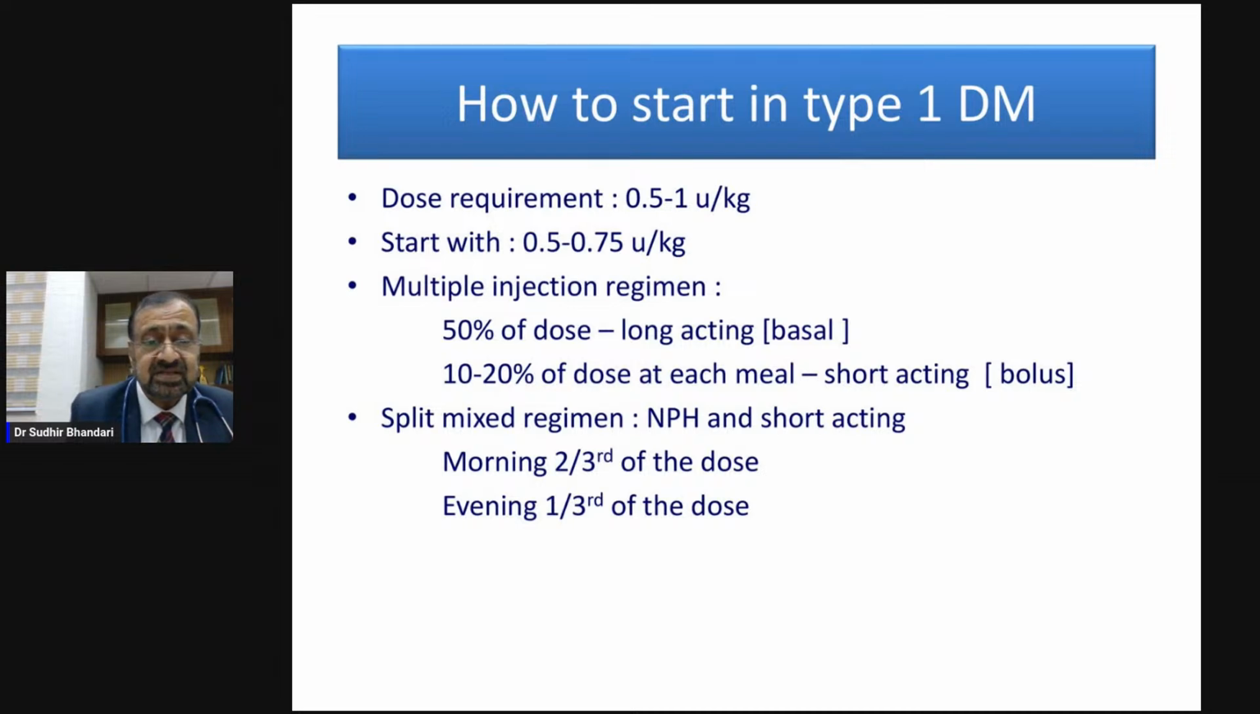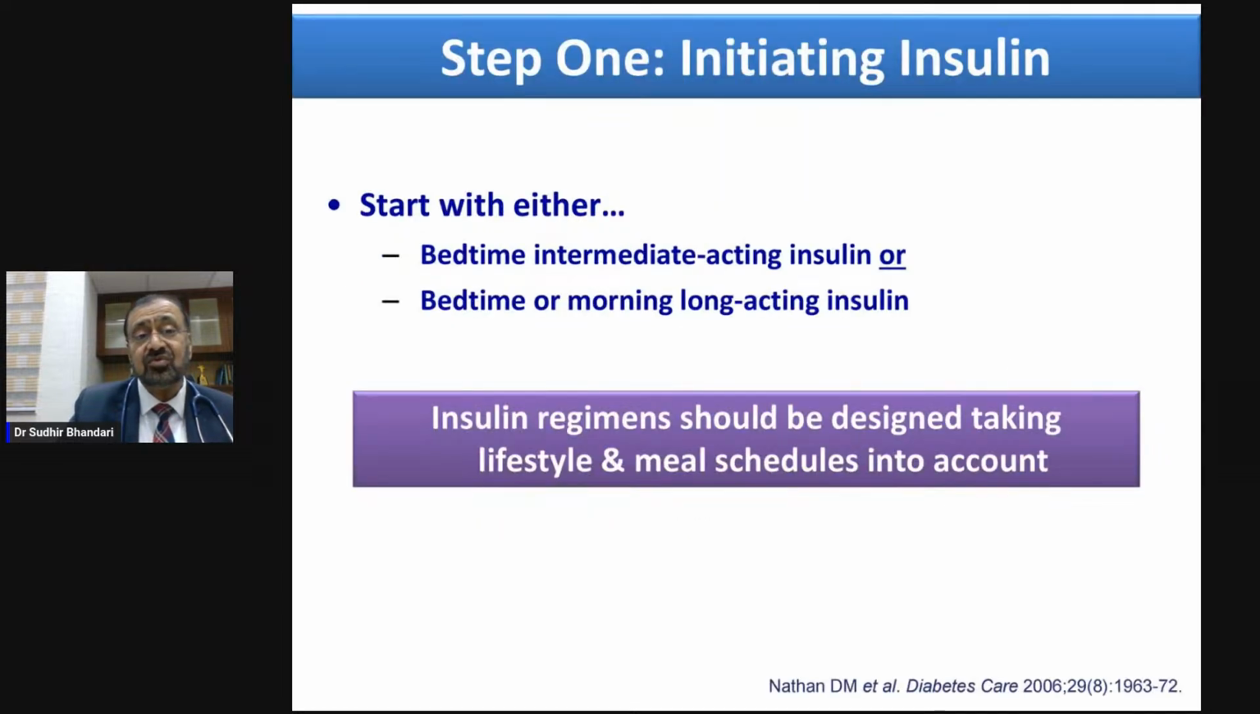But if you use a premix, that is 30/70 or 50/50, you need to use 2/3 dose in the morning, pre-breakfast, and 1/3 dose in the evening, pre-dinner, so that you have to make a tailor-made selection of the type of insulin therapy and doses of insulin therapy, which is very important. This is one step, that is initiating insulin. Bedtime intermediate acting or long acting insulin can be given, and that really takes care of the whole.